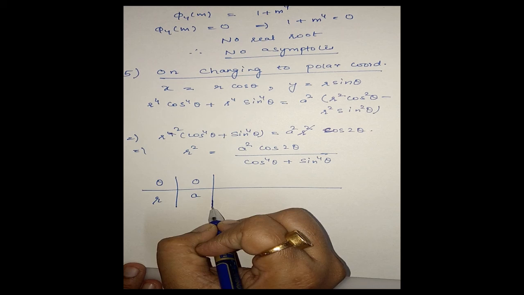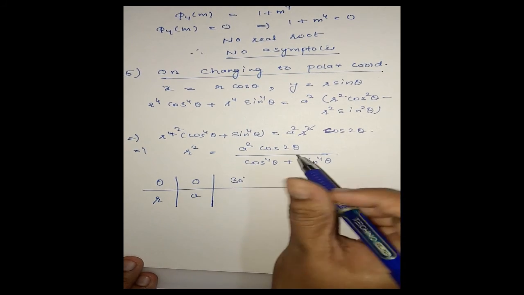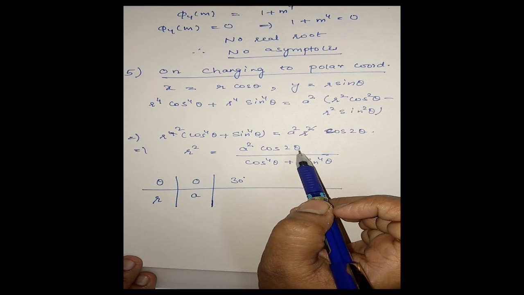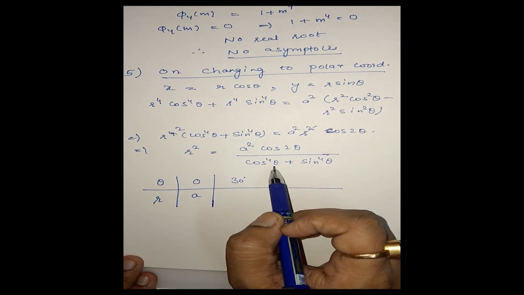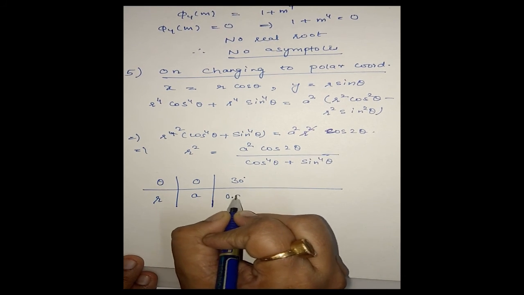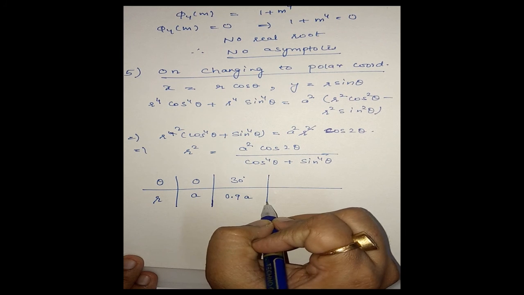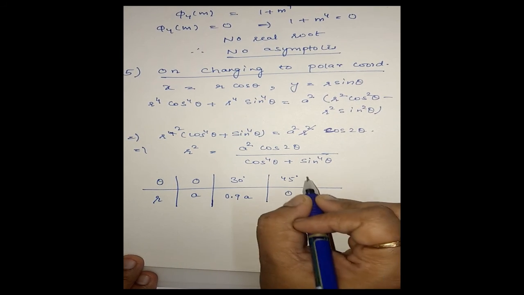Now on taking theta to be 30, this will be cos 60, that is 1 by 2, cos 30 is root 3 by 2 in the denominator. On solving this, I get r to be 0.9a. When I take theta to be 45, cos 90 is 0, so r is 0.